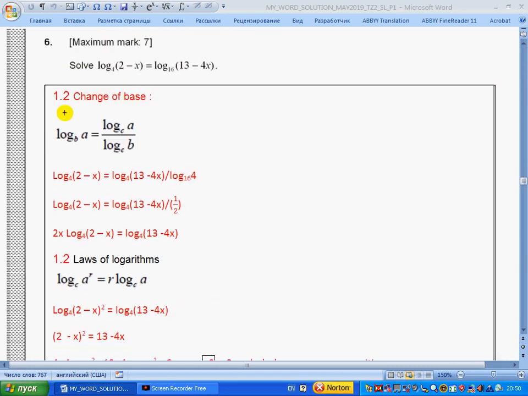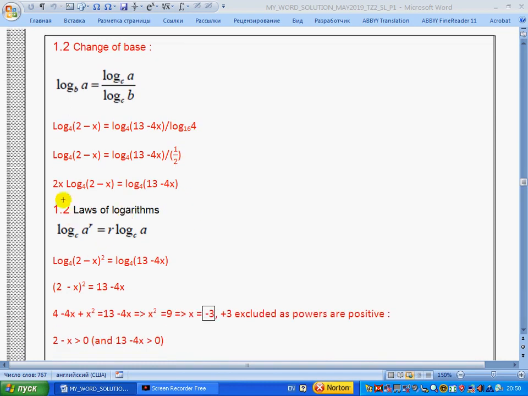Question 6. Solve. So we use from section 1 the change of base. We are going to change base 16 to base 4. For this we put 4 here, but divide by the logarithm base 4 of 16. 4 over 16 is 1 over 2. Rewriting, we then use the law of logarithms, so this 2 goes out.